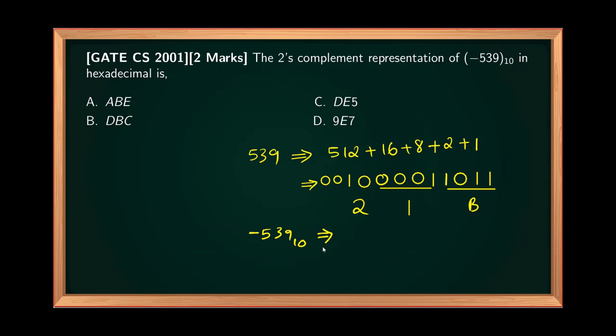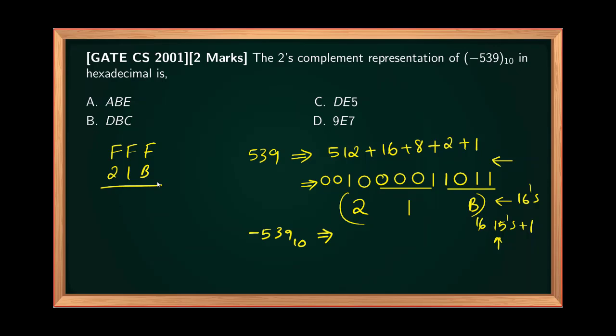I should convert this bit pattern into 2's complement form, or equivalently I can convert the hexadecimal into 16's complement. 16's complement is nothing but 15's complement plus 1. r minus 1's complement plus 1 will give me r's complement, or 16's complement. So to identify 15's complement, I should subtract individual digits from F.